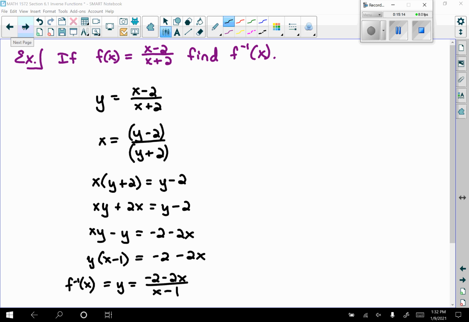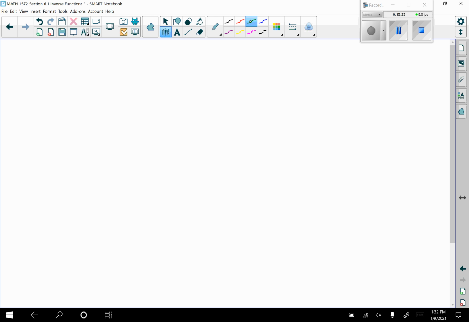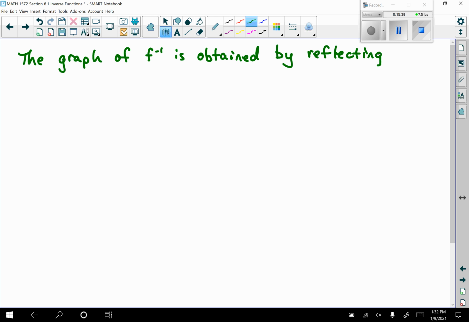All right, so let's take a look at how we can determine if a function is an inverse of something else graphically. So we'll say the graph of the inverse of f is obtained by reflecting the graph of f about the line y equals x.